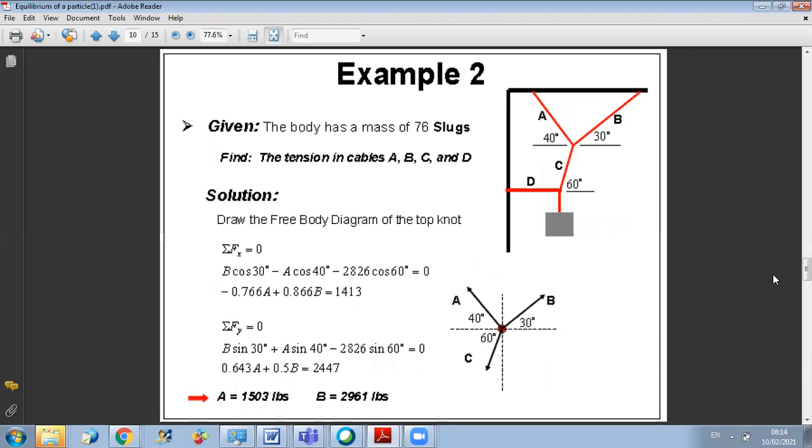Okay, we did not finish here. We are done with the first three cables. We still have cables A and B, okay? So we need to find tensions in cable A and cable B.